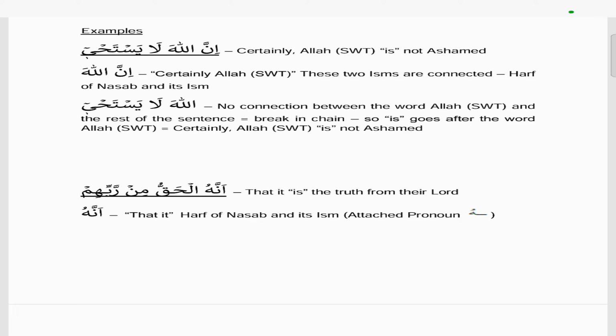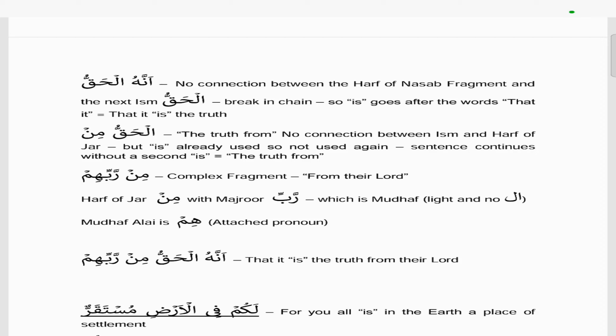Now if we continue, we have al-haqqu min, "the truth from". There's no connection between the ism, al-haqqu, and the harf of jar, min. But "is" was already used, so we can't use it again. The sentence continues without a second "is". So we would just say "the truth from". We're not going to say "the truth is from", because we've already used the word "is". You can't keep using it.